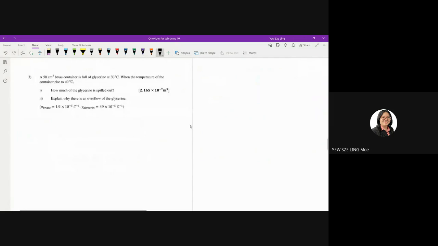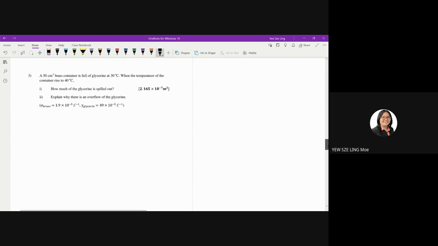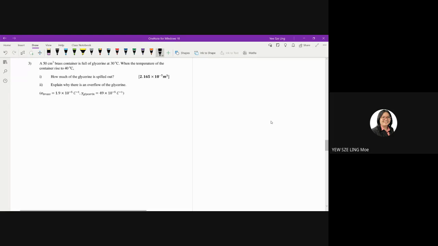Right, now let's look at question number 3. A 50 cm cube brass container is full of glycerin at 30 degrees C. When the temperature of the container rises to 40 degrees C, how much of the glycerin spills out? And explain why there's an overflow. Perkataan why, so you need to know why. Okay, you need to know how to explain it.